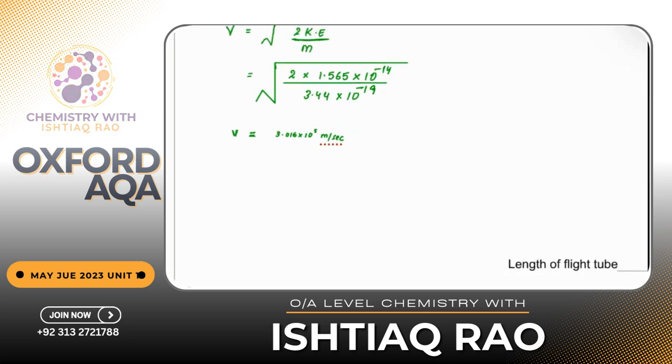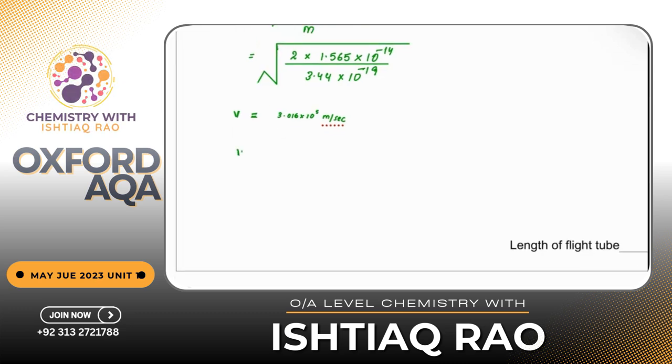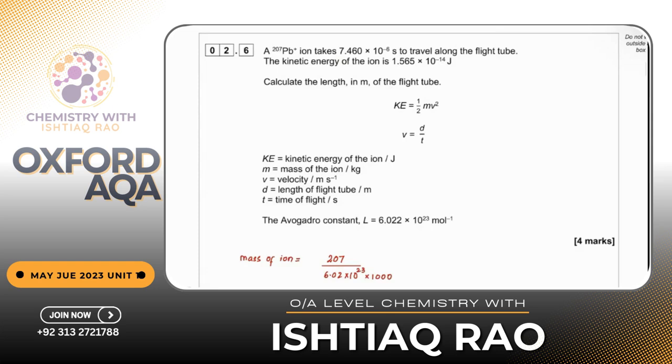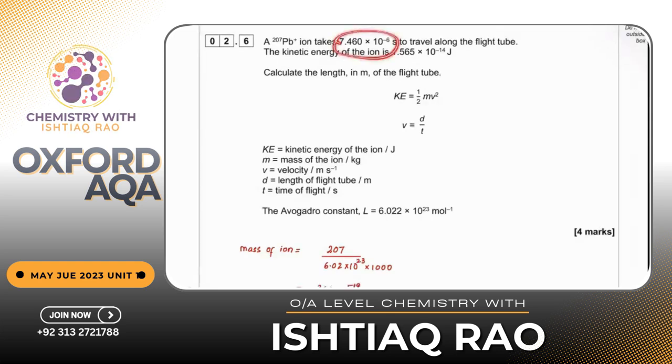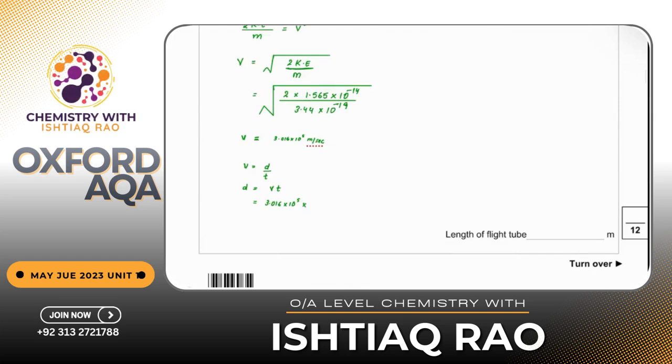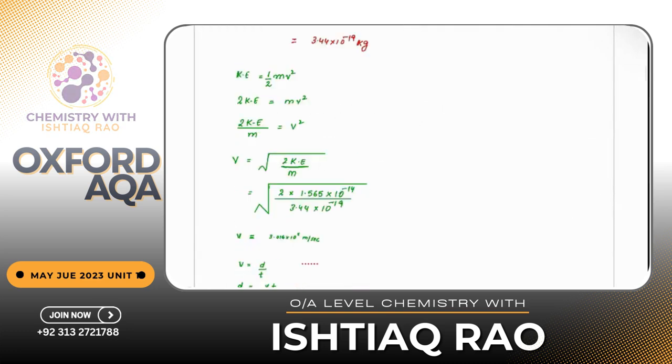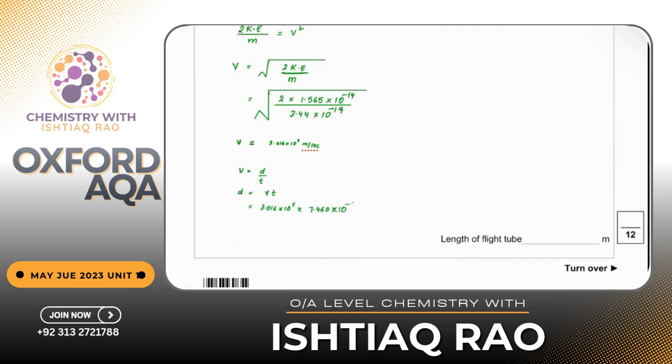And then for the D, V is equal to D over T, so D would be equal to VT. V is 3.016 exponent 8, multiplied by the time, that is 7.460 exponent minus 6 seconds. Yes. What's the answer?